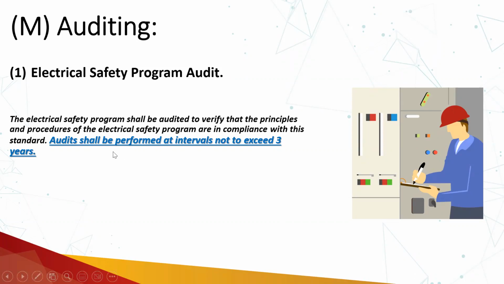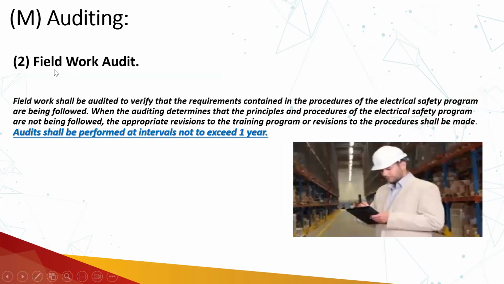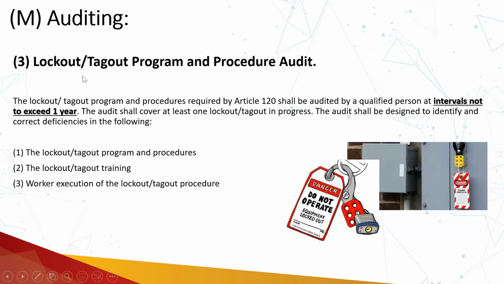So highlight this in your book when you are reading, because they are going to ask this question: what should be the auditing frequency of your electrical safety program? You should know that it's 3 years. The fieldwork audit should be performed every year. This is the requirement that all your field auditing will be performed every year. So 1 year is for your fieldwork audit, and 3 years for your electrical safety program. Similarly, 1 year is for your lockout and tagout program. So every year you should perform the auditing of the fieldwork and lockout and tagout program.